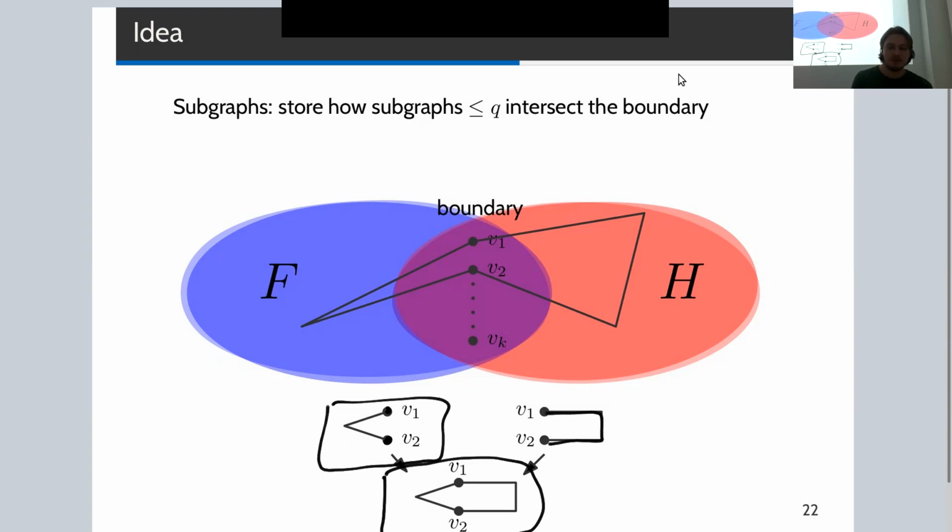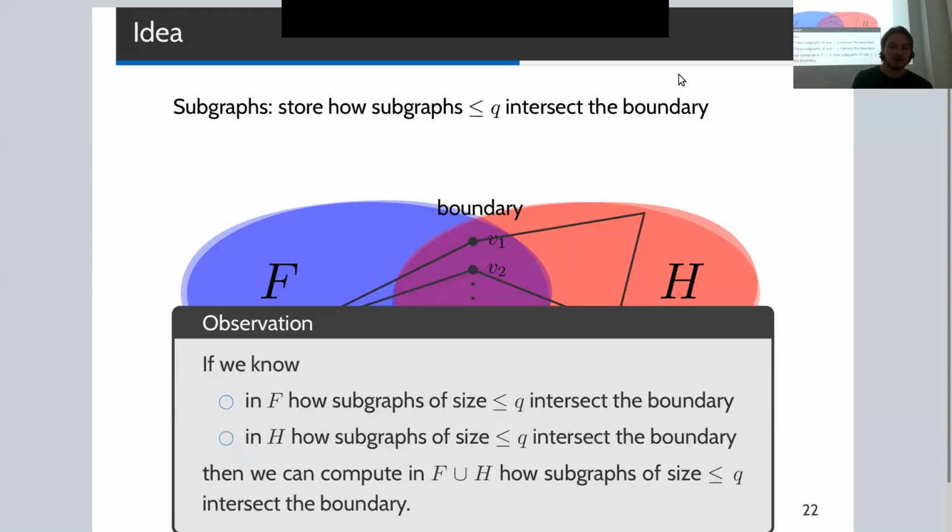But we wanted to work with logics, we wanted to evaluate formulas. So maybe first observation. If you want to summarize this quickly, then you could say, if you know in F how all subgraphs of size Q intersect the boundary, and if you also know in H how all subgraphs of size Q intersect the boundary, then from this you can deduce how all subgraphs in F union H intersect the boundary. So this is informally what I wanted to convince you about.